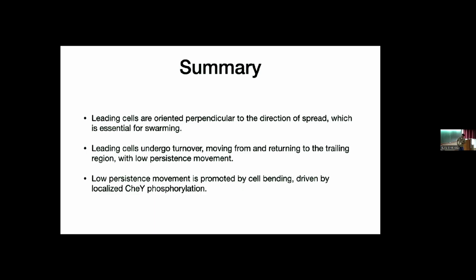To sum up, the leading cells are oriented perpendicular to the direction of the spread, which is essential for swarming. And the leading cells undergo turnover, moving from and returning to the trailing region with low persistence movement. This movement is promoted by cell bending. The bending is driven by the localized KY phosphorylation.